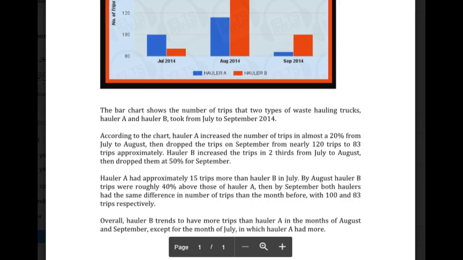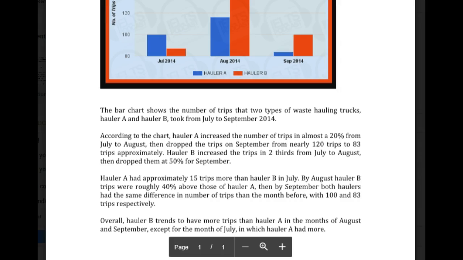According to the chart, hauler A increased the number of trips by almost 20% from July to August, then dropped the trips in September from nearly 120 trips to 83 trips approximately. Hauler B increased the trips by 2/3 from July to August and dropped them by 50% for September.